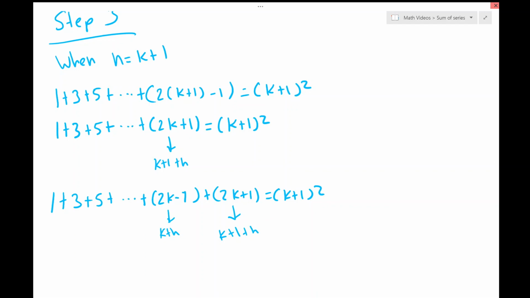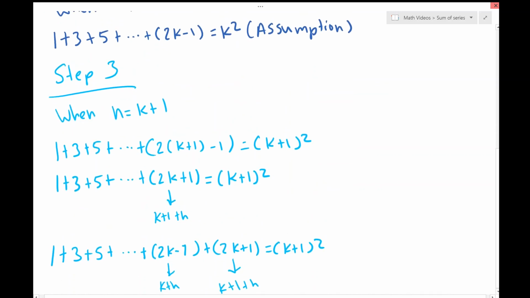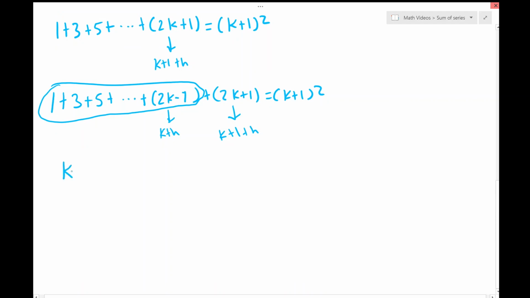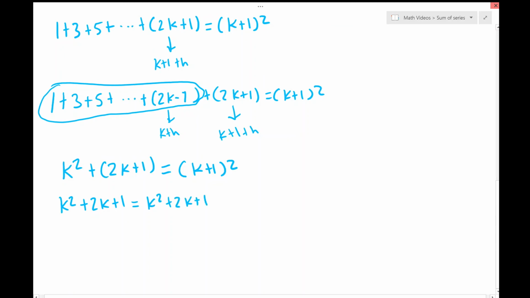So now we're going to do some substitution here. This whole part of the left hand side is equal to k squared, and we know that because we assumed it up here. So we're just going to substitute k squared into it. What we have now is k squared plus 2k plus 1 equals (k plus 1) whole squared. And let's expand and simplify. Equals k squared plus 2k plus 1. And we have that k squared plus 2k plus 1 equals k squared plus 2k plus 1, which is true no matter what k is.